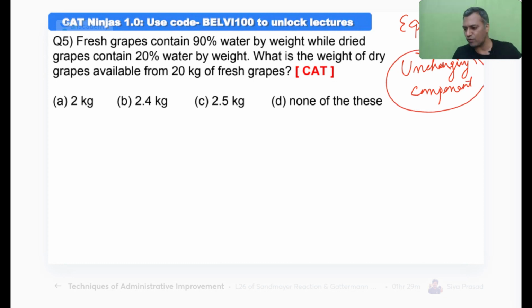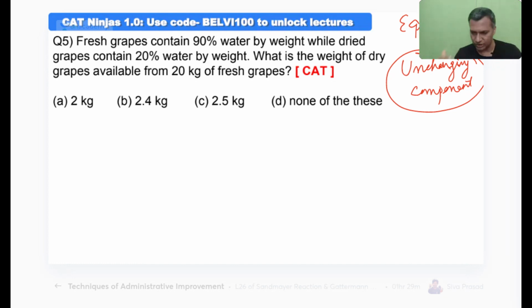In some questions, you find a changing component and you find an unchanging component. The unchanging component is always equal. If unchanging parts are equal, what does it mean? It means equate them. If you equate it, you will get your answer. That's my whole idea here. Let's try and see this.